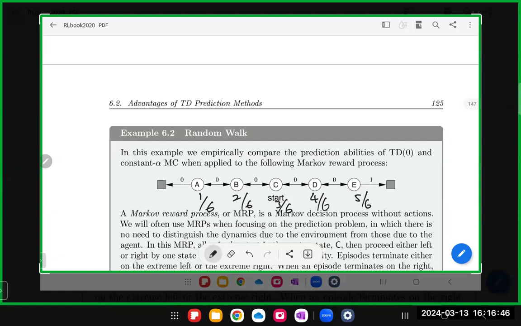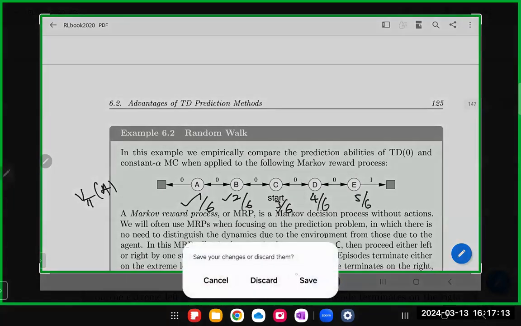Okay. Now they have done some comparison between Monte Carlo and TD methods. After how many episodes will they converge to these true values? This is V pi of A, V pi of B, all these things for some policy pi. Now we want to find these without doing this maths, right? We want to do it in the model-free setting. Okay. So let me show you what those are.